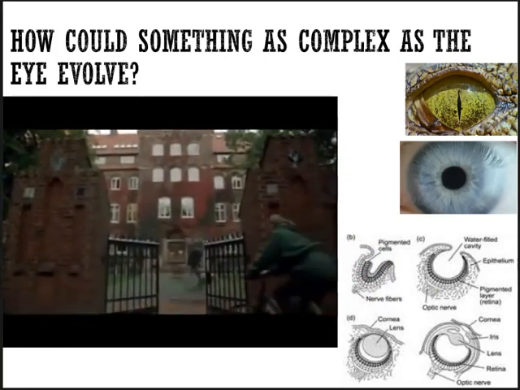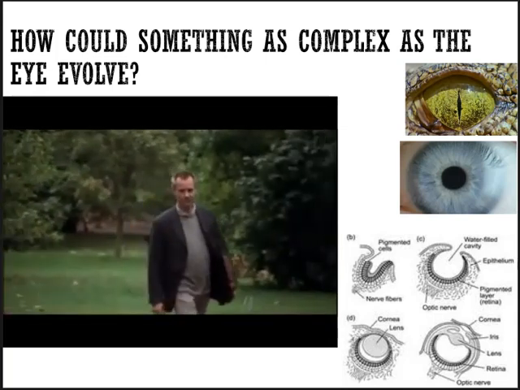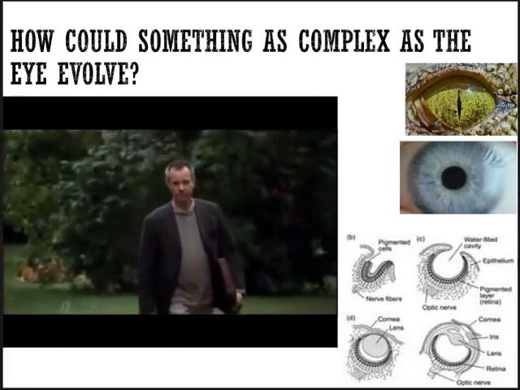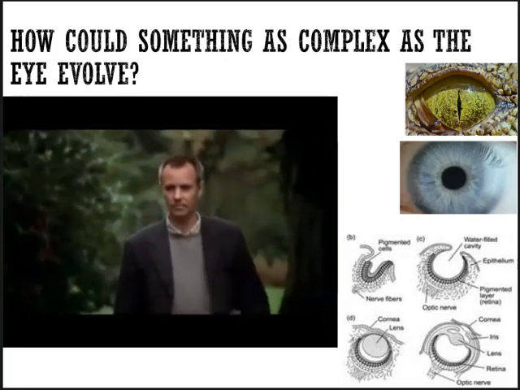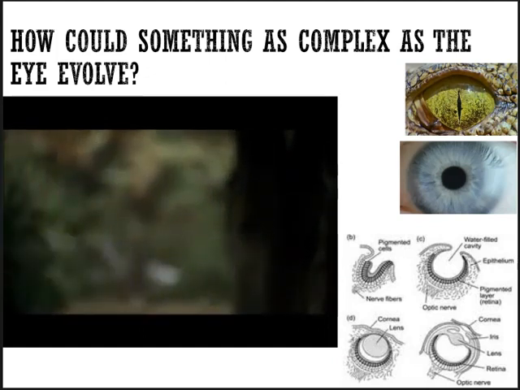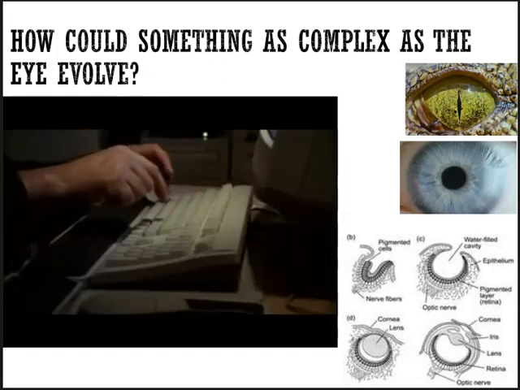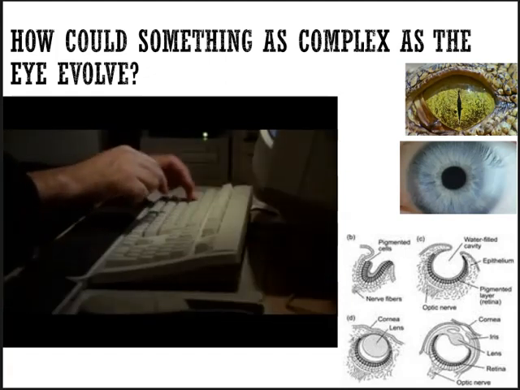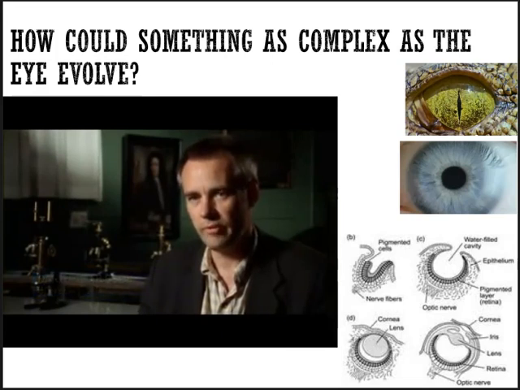At the University of Lund in Sweden, zoologist Dan Erik Nilsson has developed models to show how a primitive eye spot could evolve through intermediate stages to become a complex human-like eye in less than 500,000 years. Yeah, I've been interested in eye evolution for a long time. And in particular, I've been interested in the question of how long time it would take for an eye to evolve.